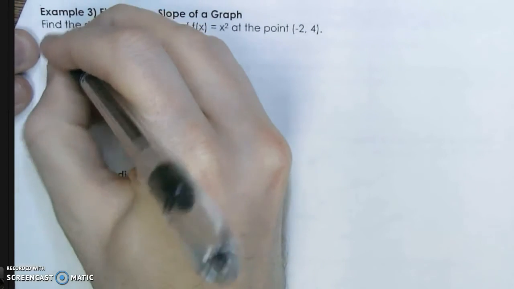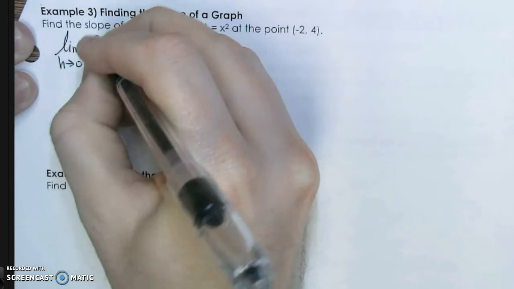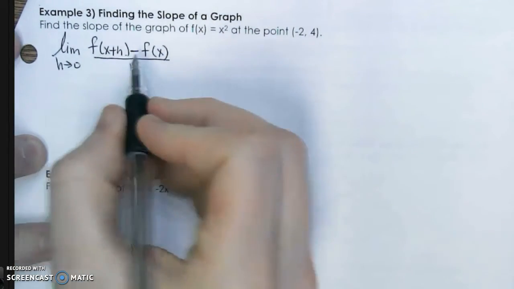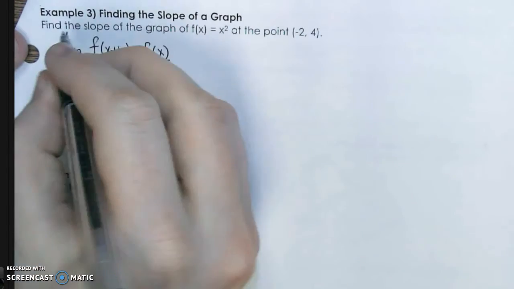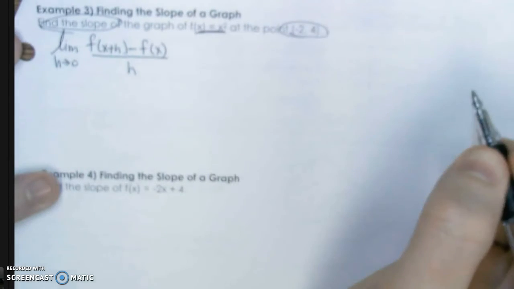And so we see the equation of the limit as h approaches 0 of f of x plus h minus f of x, all divided by h. And we use this to find the slope of a tangent line. And so that's how we're going to find the slope of this function at negative 2, 4.